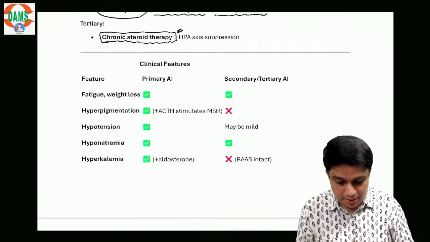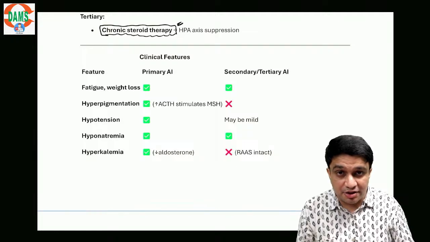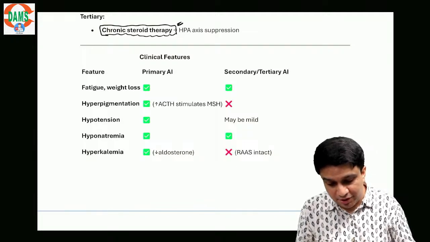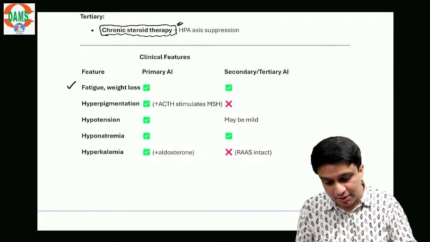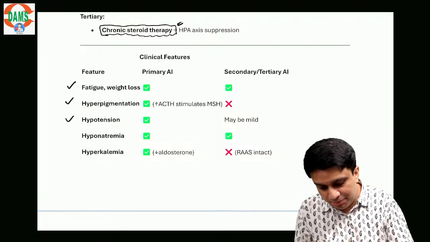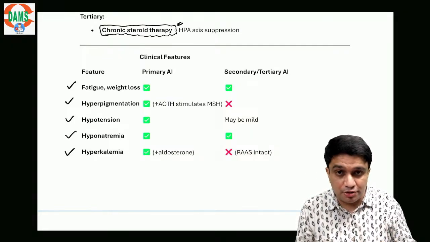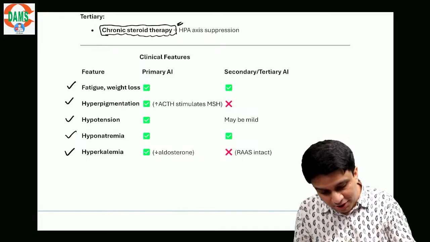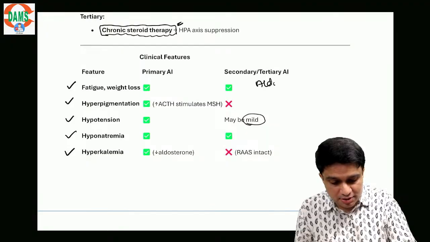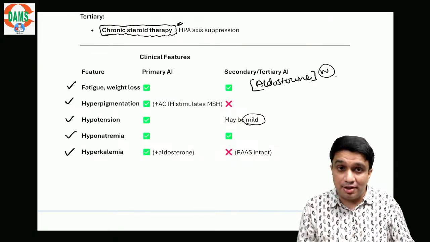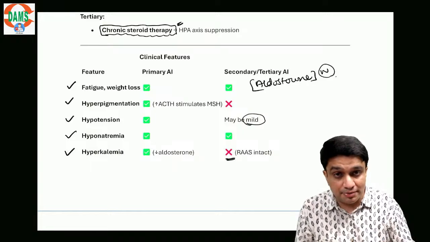Okay. So quick recap of secondary, tertiary versus primary. Fatigue, weight loss occurs in both of them. Hyperpigmentation occurs in primary. Hypotension, hyponatremia, hyperkalemia, all the problems due to poor aldosterone happen here. Hypotension may be mild in secondary. Why? Because aldosterone level, I've taught this, even Dr. Rahul has taught this in the class many times. In secondary, the aldosterone is normal. Hyponatremia is still there. Hyperkalemia is not there.